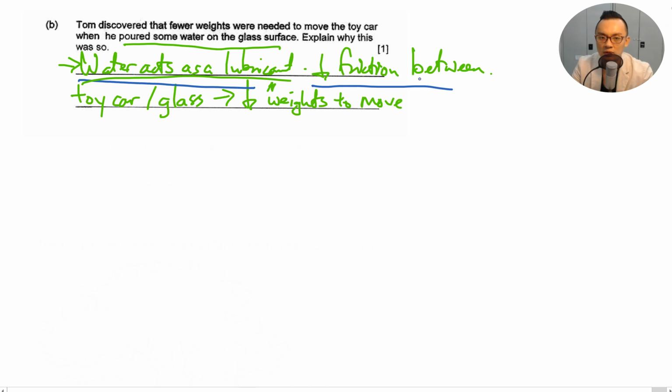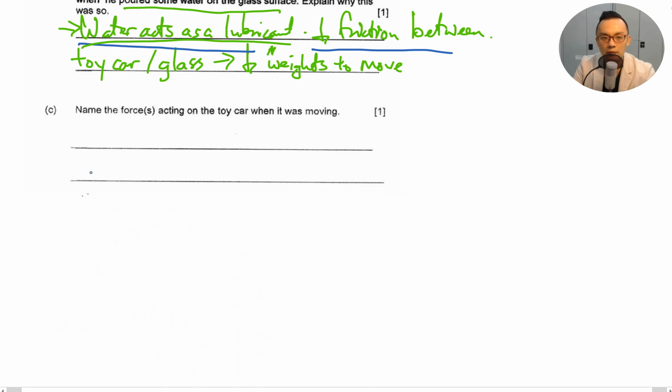All right, reduce friction between the two surfaces. Name the forces acting on a toy car when it is moving. So there will be a few forces acting on it. One of them is the gravitational force acting on it, down. The other one is the one behind, the frictional force. This is the frictional force. This is the gravitational force.